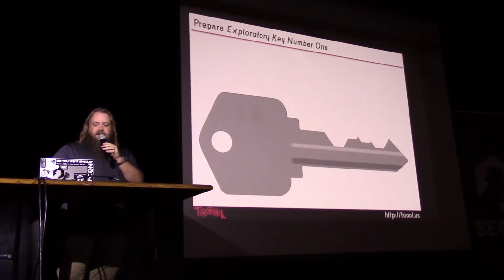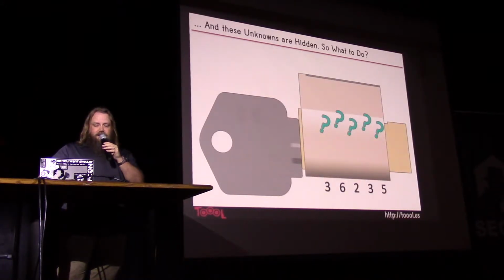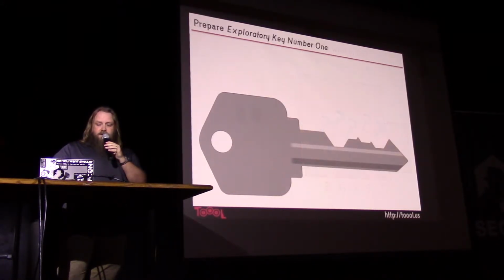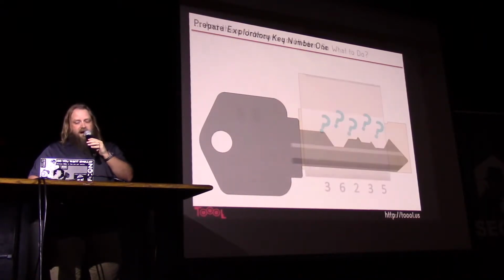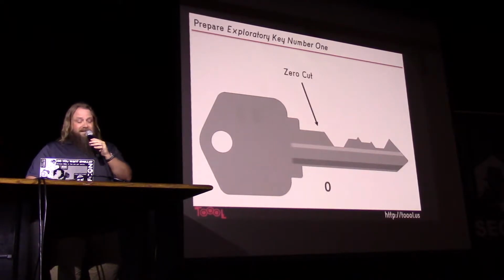So we're going to prepare an exploratory key. So again, we know that 36235 works. So what we're going to do is we're going to cut a key at 06235. So we've got this 0 cut right here.